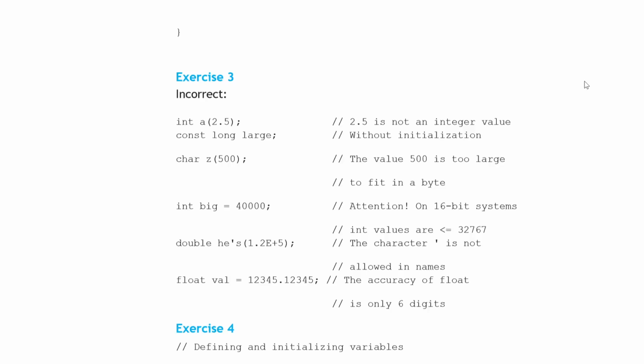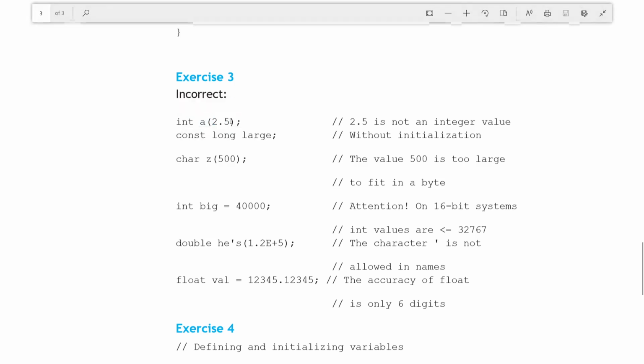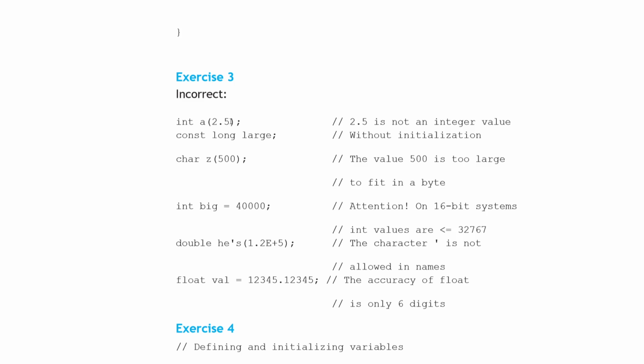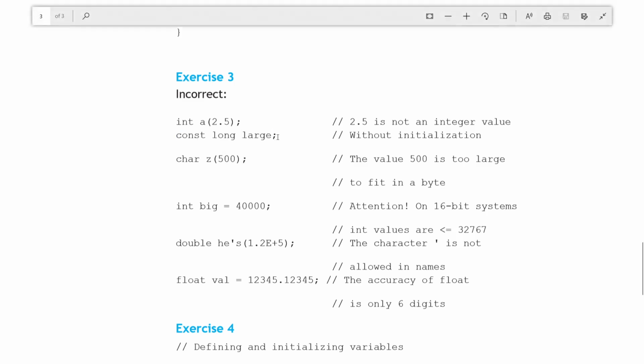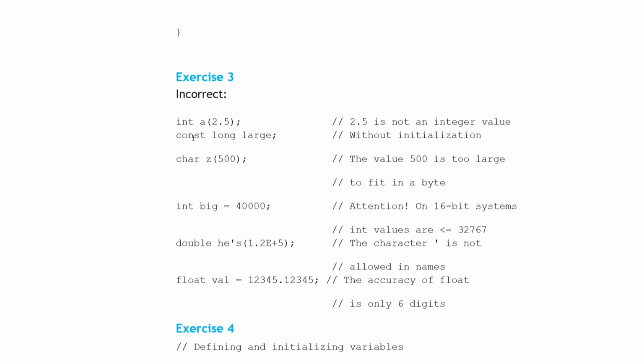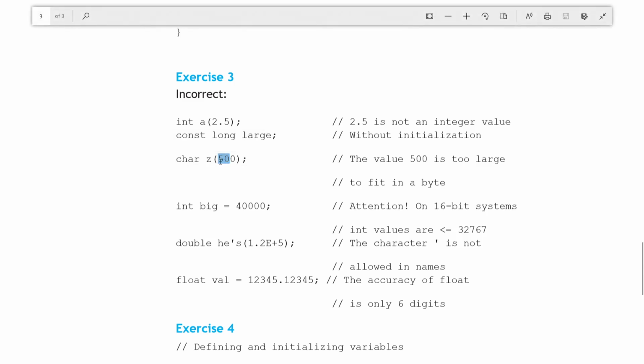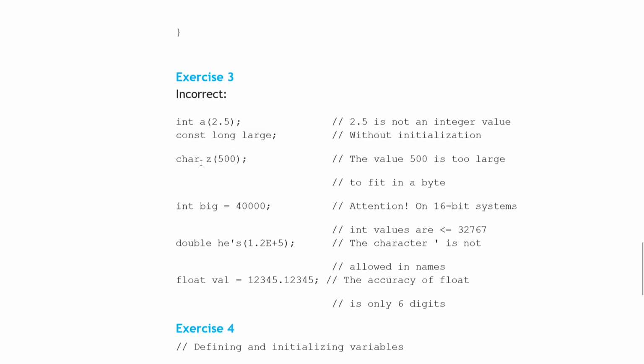For exercise 3, you had to specify which variables were initialized incorrectly, or which constants. The first one here that we have is int a = 2.5. The problem being 2.5 is not an integer value. The next one, this constant, we actually haven't initialized at all. We've just declared it without giving it any sort of value, which is kind of pointless at this point. The next one being char, and then we're putting in 500. Obviously, the value 500 is way too large to fit into a single character.